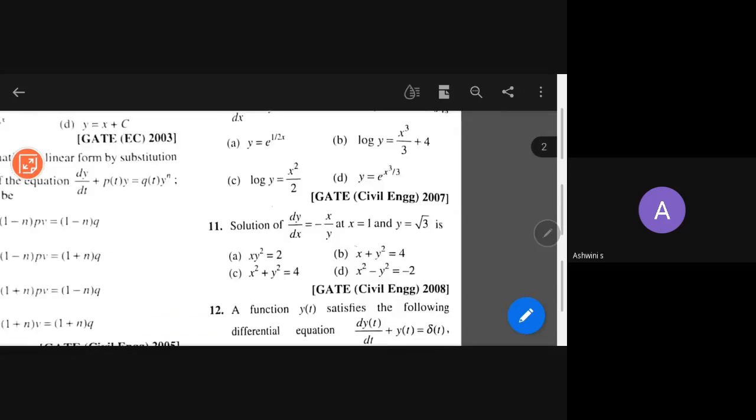11th question. Now the 11th question. Again, this is a simple question. I need not do it because this is a separable equation.